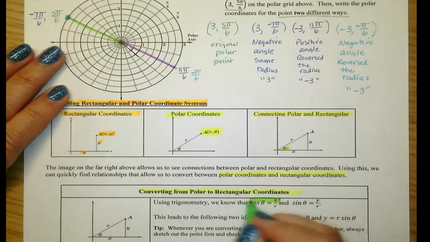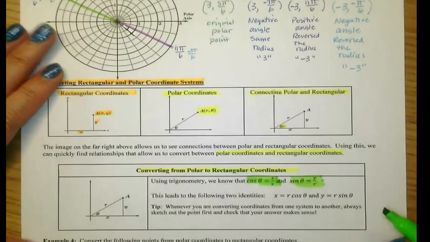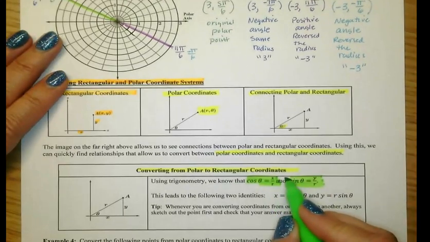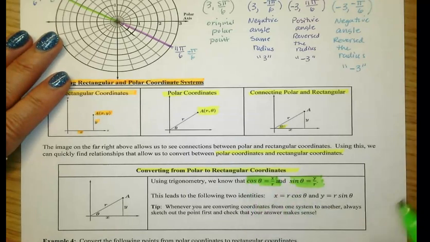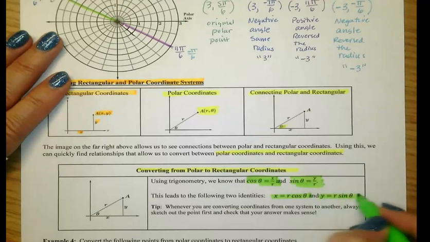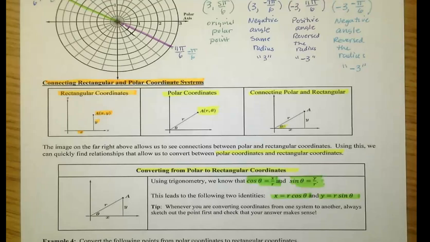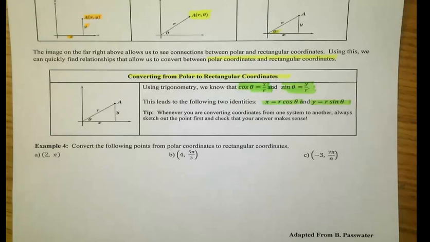So we know that cosine theta is x over r, and sine theta is y over r. So we learned those a long time ago. If I want to get r out of the bottom of my fraction and know what x equals, I multiply both sides by r, and that gives me x equals r cosine theta. And if I do the same thing with my sine values, multiplying both sides by r, I can rewrite that as y equals r sine theta. And so these are the conversion pieces that we're going to use when we start with a polar coordinate and we want to end with a rectangular.